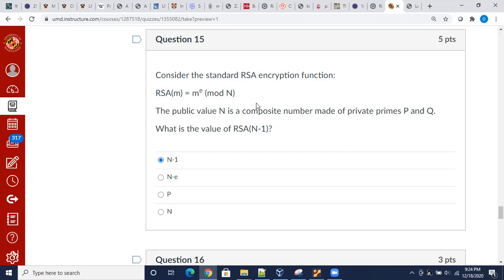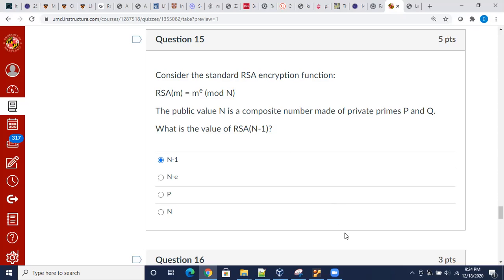So I'm going to assume you know about the RSA encryption and decryption function. If not, please watch the other videos or read about RSA basics. The question here is, what is the value of RSA of n minus 1? How do we approach this problem?